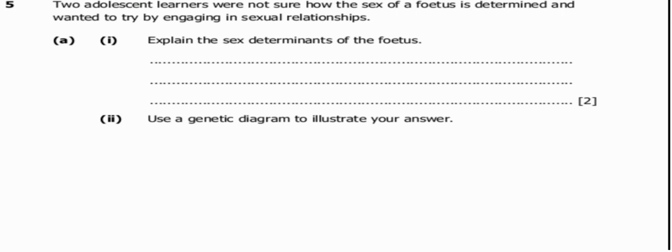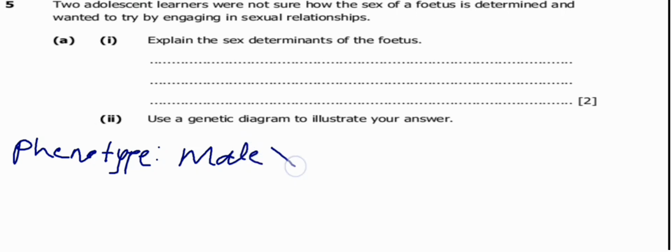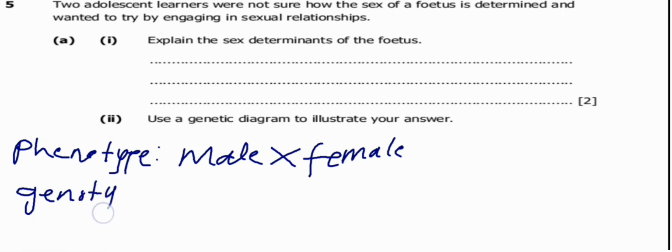So here we need to illustrate our answer on how sex is determined using the X chromosome and the Y chromosome. Specifically, we need to use XX for the female and XY for the male. So we need to start with the phenotype. When you talk of phenotype, it is the outward appearance of a living organism. So we need to have a male being crossed with a female. Then the next one is going to be the genotype.